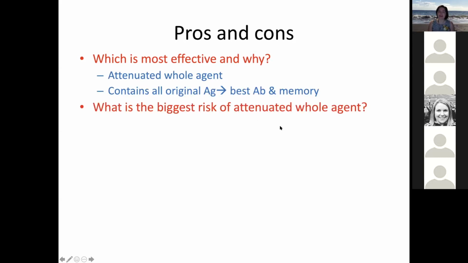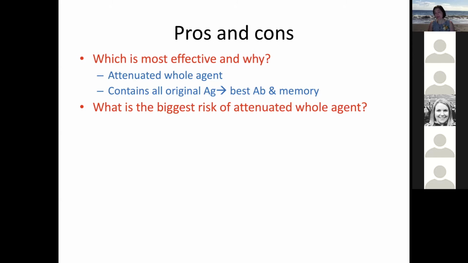Given that this is the best one in terms of being effective, what is the risk that's associated with this that you don't get with the other vaccines? What's the risk? Raise your hand. Serena, go ahead. Isn't it that you risk it mutating and turning back to the viral form, versus just staying in the activated antigen form? Yes, that's right. Because it hasn't been inactivated, it's still capable of reproducing.